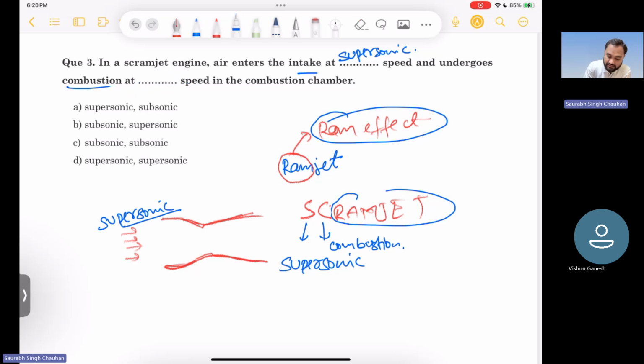So in a scramjet engine, air enters at supersonic speed, and combustion is also at supersonic speed. So both are supersonic. So option D is the correct option. If the question was about a ramjet, then the correct option would have been option A, right?